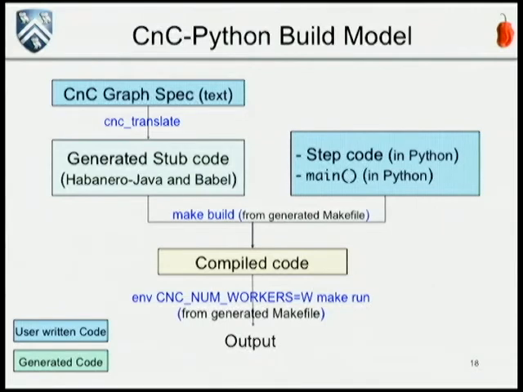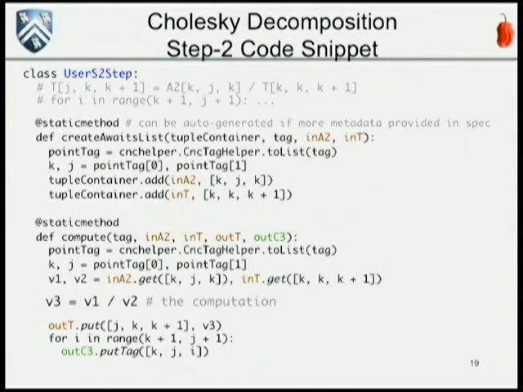And then get your output. So the user only writes a CNC specification and then some Python code to solve this problem. And then the runtime's going to extract any parallelism there is. So what kind of Python code can you expect to write?